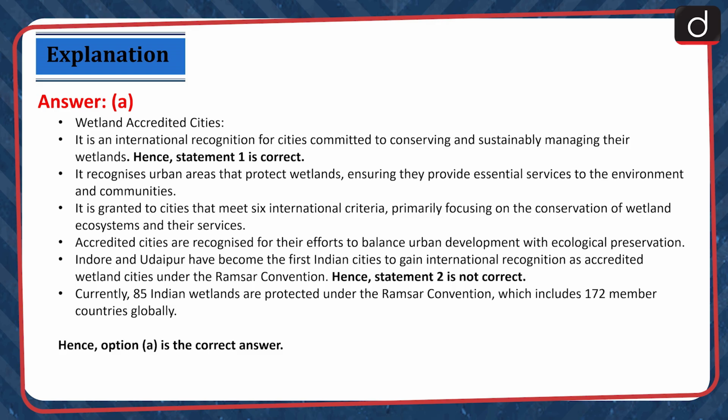Indore and Udaipur have become the first Indian cities to gain international recognition as accredited wetland cities under the Ramsar Convention. Hence, statement 2 is not correct. Currently, 85 Indian wetlands are protected under the Ramsar Convention, which includes 172 member countries globally. Hence, option A is the correct answer.